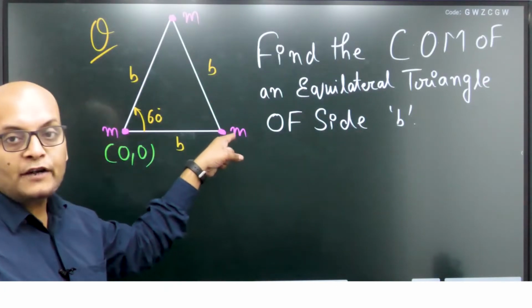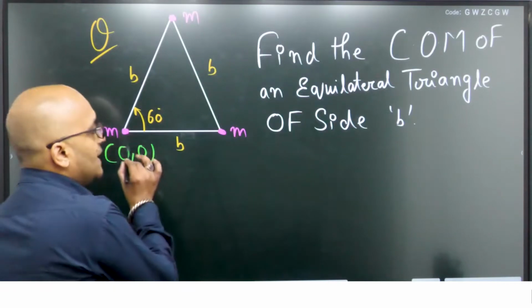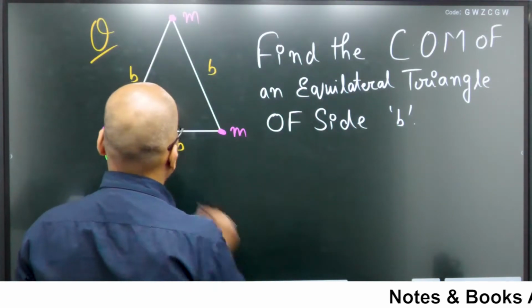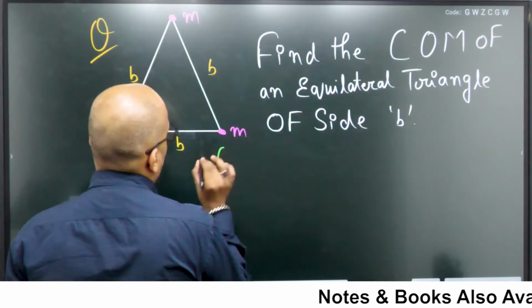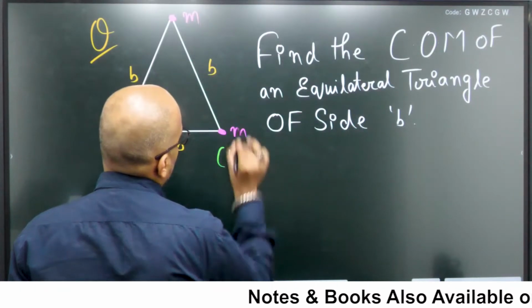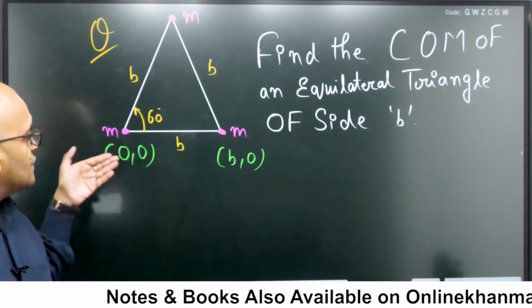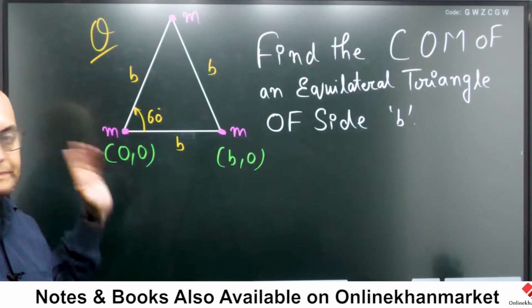So what will be the coordinate of the second mass? It is located along the x-axis, as you can see. So its coordinate will be, and the side is b, so b, 0. Nothing along the y-axis, yes or no? Nothing along the y-axis. So b, 0, okay?